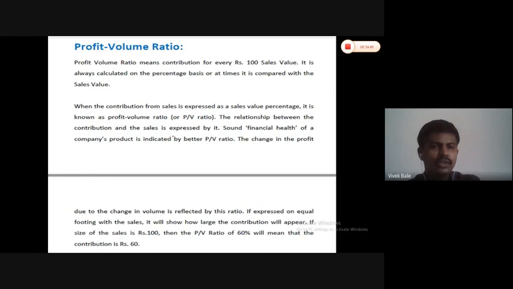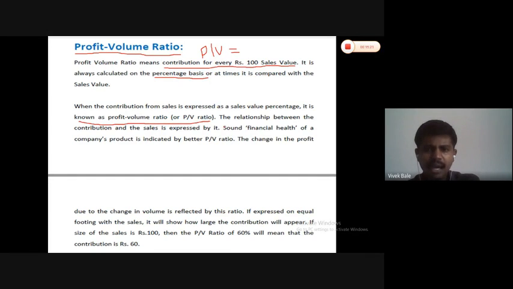Now the next terminology in marginal costing is PV ratio. Basically this profit volume ratio is known as PV ratio. So profit volume ratio means contribution for every 100 sales value. It means for 100 rupees, how much is the amount of contribution? It is always calculated on a percentage basis. So therefore, contribution from the sales is expressed as a percentage of sales value. Therefore, this is known as the profit volume ratio.